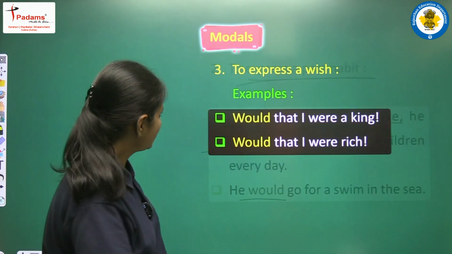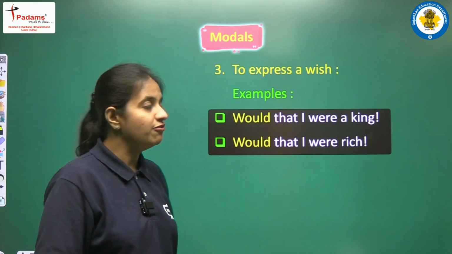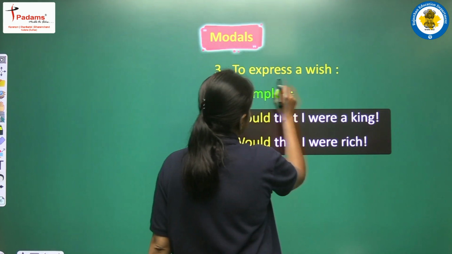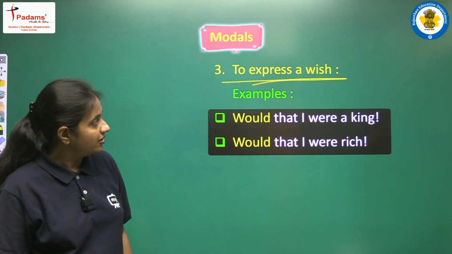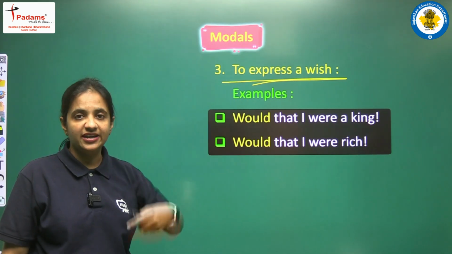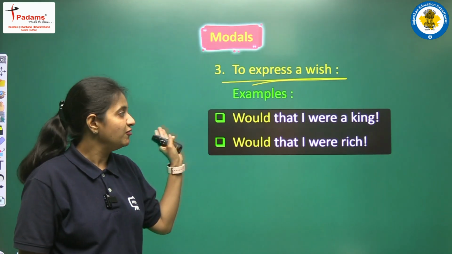Moving on, next use of would. It is used to express a wish. This is another use of would, when we can use would to express any wish. How can we make the sentence?